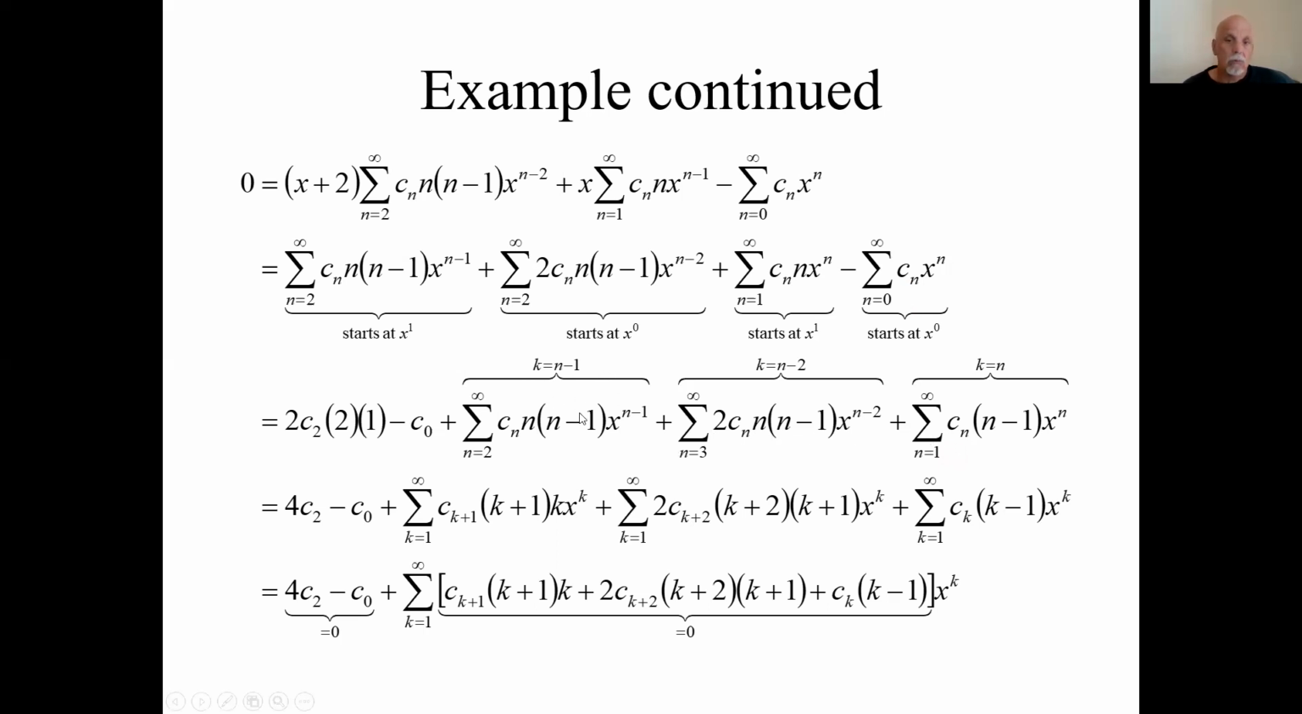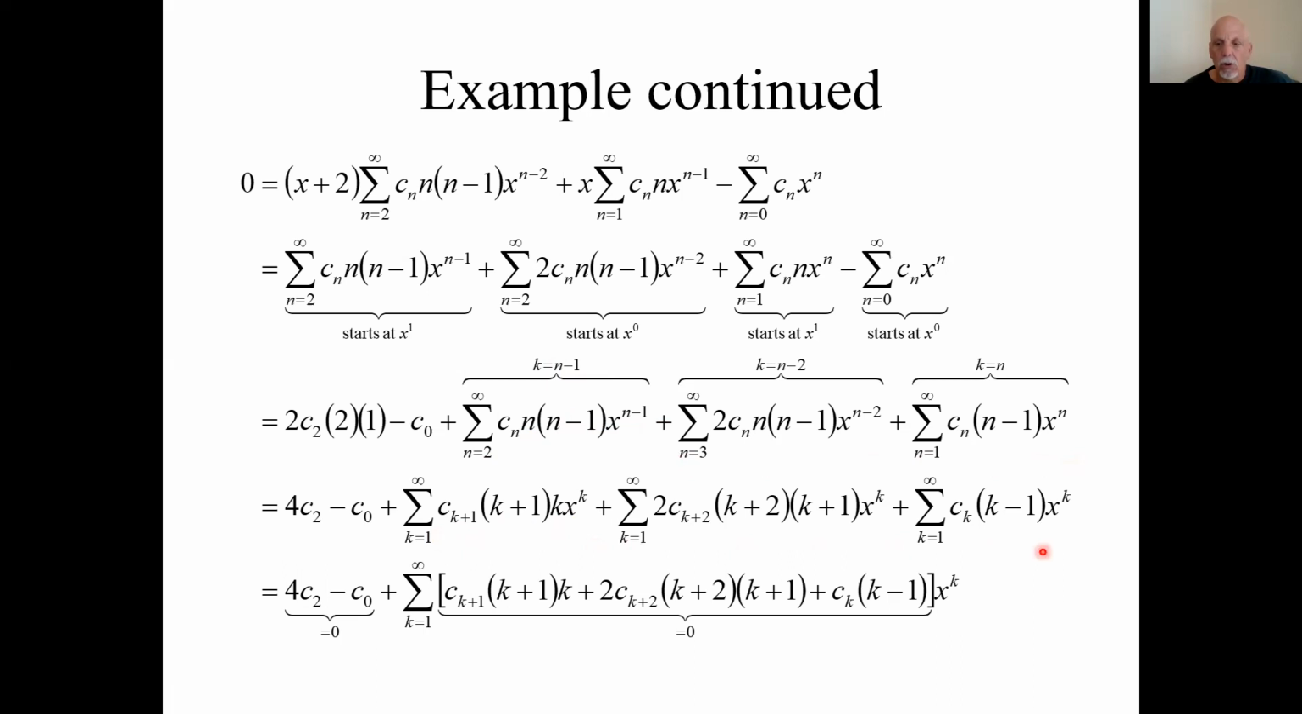So now, after this step, we want to change the indices from n's to k's. I always set my k's equal to these exponents. So this first guy, k is going to be n minus 1, which means n equals k plus 1. So every n here I replace with k plus 1. C sub k plus 1, k plus 1, k, x to the k. And when n equals 2, k equals 2 minus 1, or 1. Do that for each of these sums. I won't go through every step here.